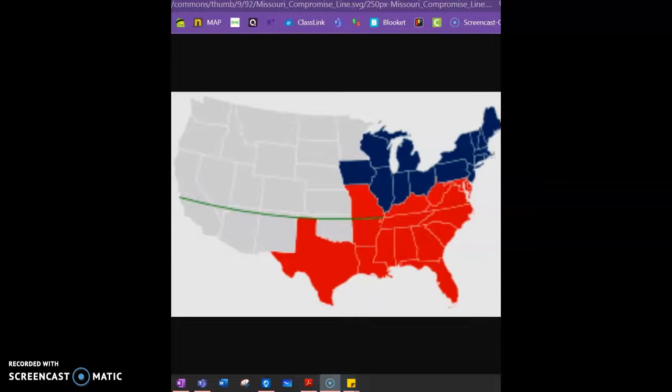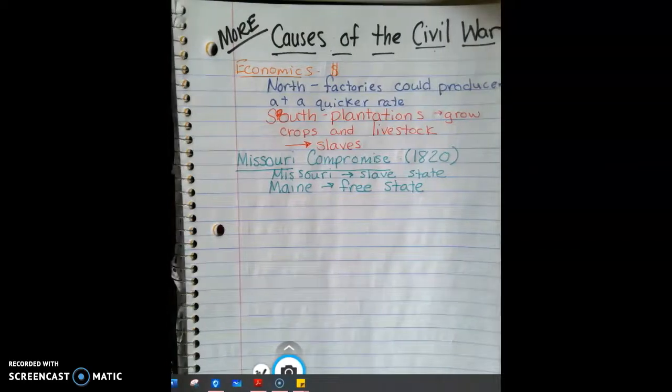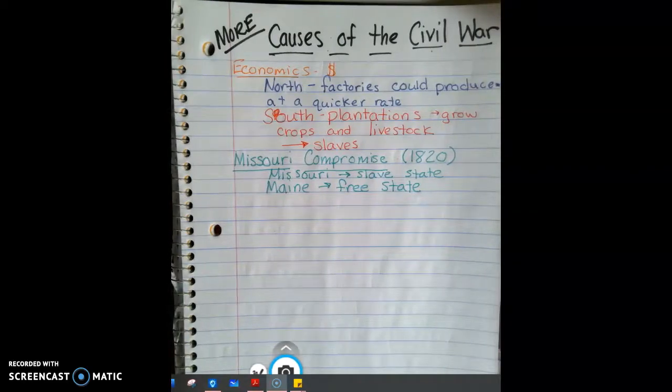So at this point, these were the states in the United States, the ones that are colored in. The ones that are not colored in were not states yet. People were moving there, so they were to become states. But this said anything below that green line, it would be okay to have slaves in those states. Anything above that line would be free states. So you can see the free states are in blue, the slave states are in red. Okay, so that was the Missouri Compromise.